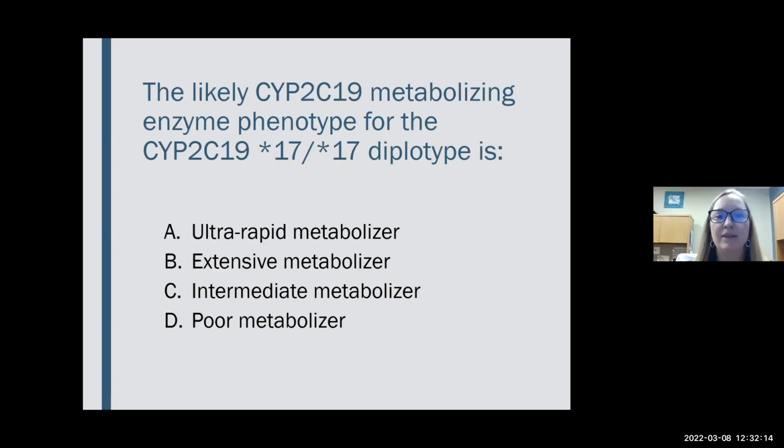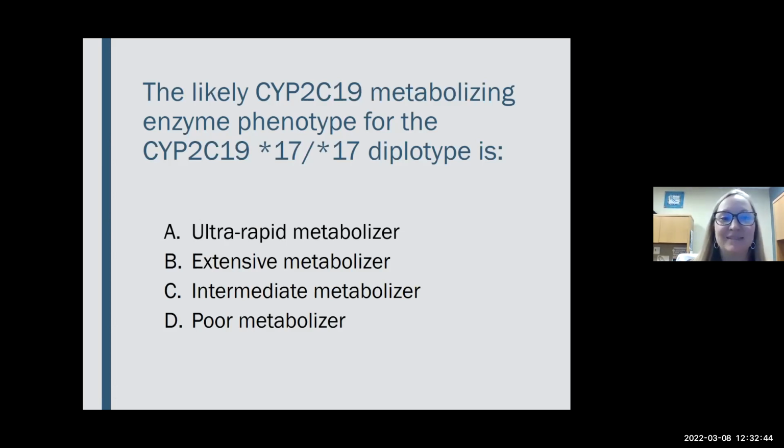And then I did point this one out. The likely CYP2C19 enzyme phenotype for star 17 diplotype is, anyone? Corey? I think you said the 17 was rapid. And they have 2 copies of it. So then I guess ultra rapid. Yep. Ding, ding, ding. Fun fact, I am an ultra rapid CYP2C19 metabolizer, if anyone wanted to know that.